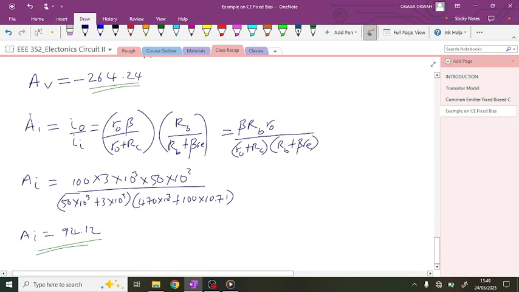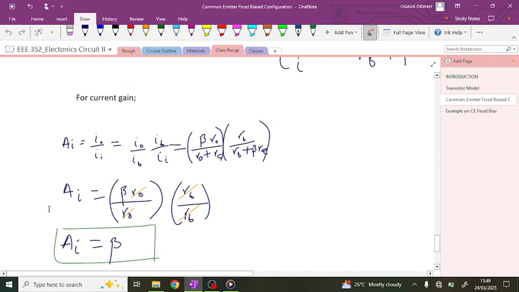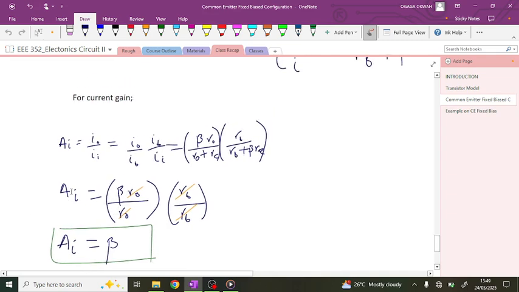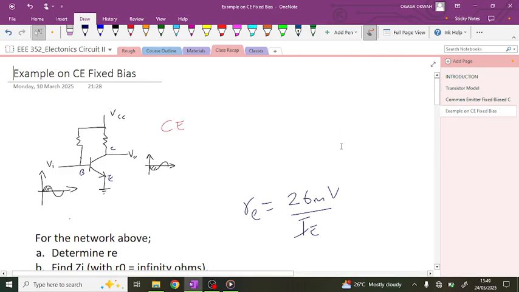And then of course your current gain will be different. Why? Because of this. Look at it. This part we said current gain equals beta, because RO was at infinity. Now RO is no longer at infinity, it's at 50 kilo ohms. Therefore we have to apply this formula, which we are applying right now.